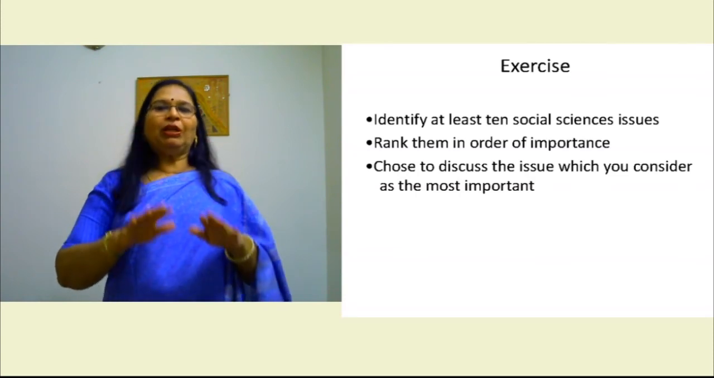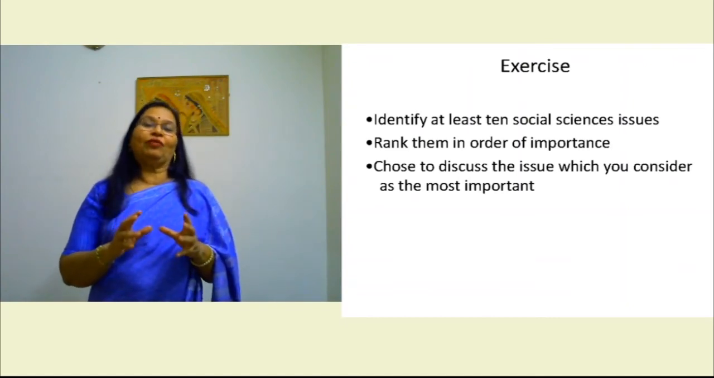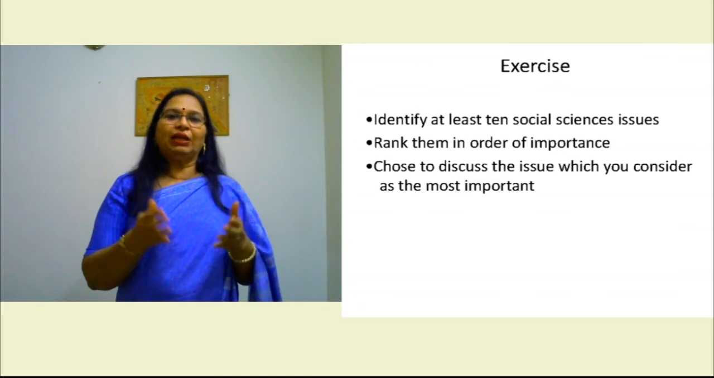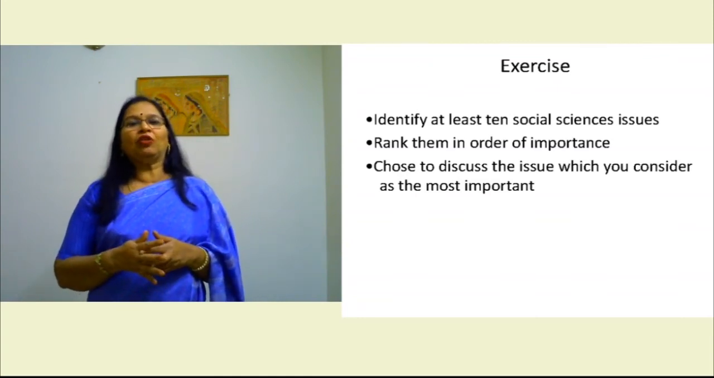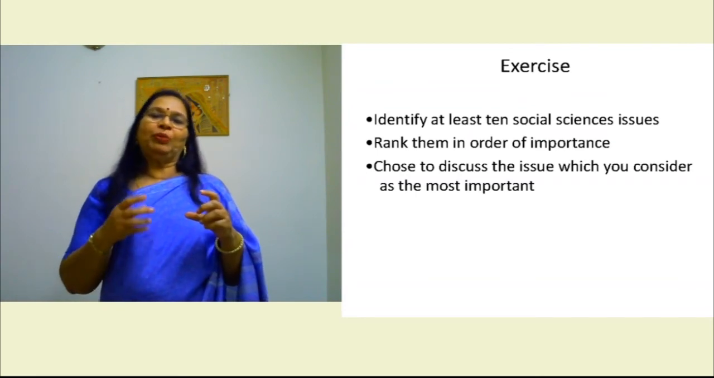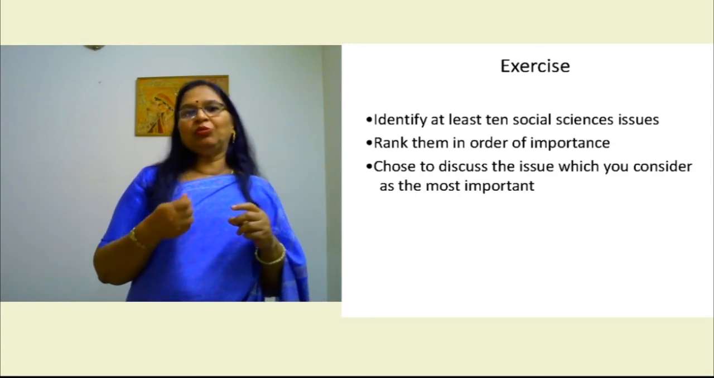Once you put them in an order of importance, you have at least 10 areas of research ready with you. You may add more later, but for the starting, you can put these 10 areas. After you have ranked them in order of importance, choose at least the top 5 topics to be studied further, and at this stage you may consider them to be important.